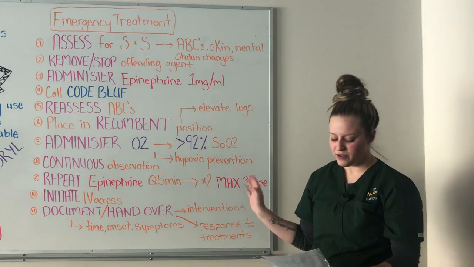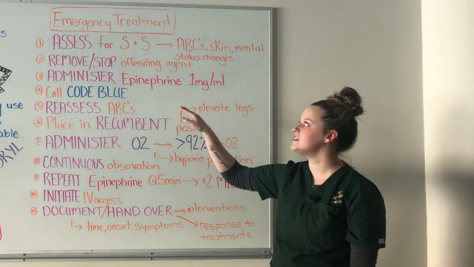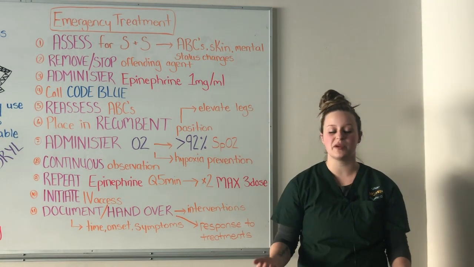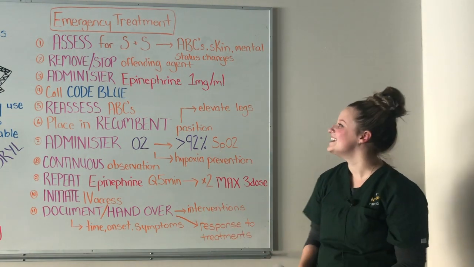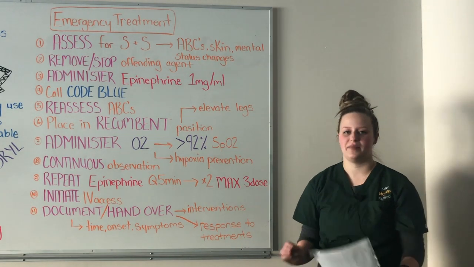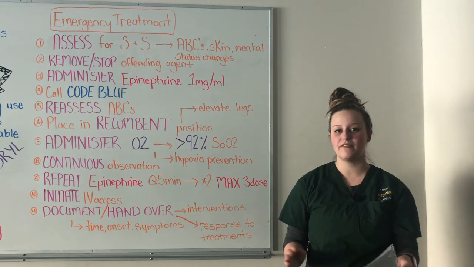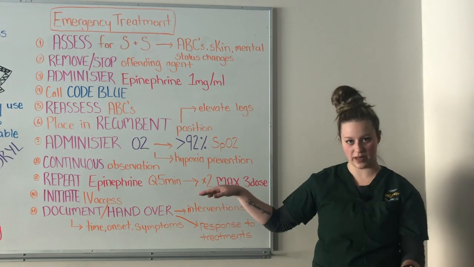After we've assessed the signs and symptoms, we're going to move into removing and stopping the offending agent. We want to stop this causative agent because we're basically adding fuel to the fire if we keep whatever is causing it going. So we're going to stop it. Next we're going to administer our epinephrine. We're giving epinephrine 1 milligram per mL, 0.5 milligrams for adults over 14, otherwise we're going weight-based.